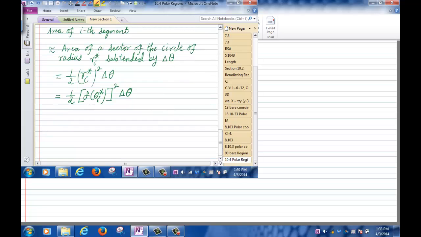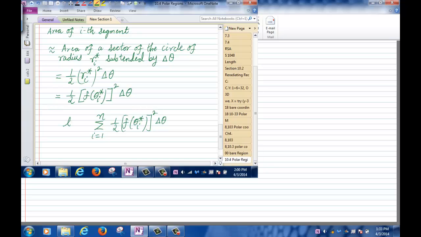But I should be adding my approximations for all the segments, right? So if I add them up, I have the sum from i going from 1 through n of half of f of theta_i star squared delta theta. And is it clear that the more segments I have, the better approximation I have? So allow n to go to infinity.